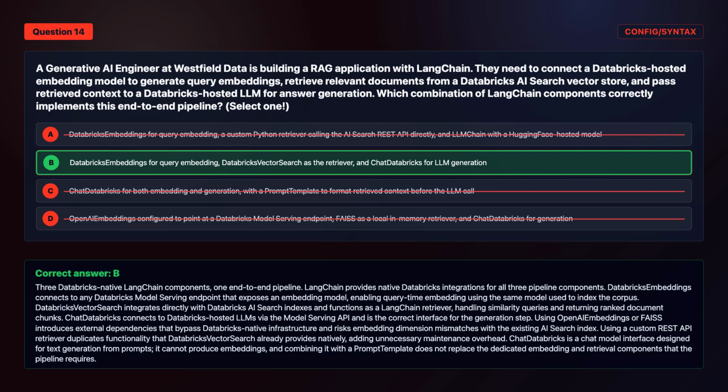Using OpenAI embeddings or FAISS introduces external dependencies that bypass Databricks' native infrastructure and risks embedding dimension mismatches with the existing AI search index. Using a custom REST API retriever duplicates functionality that Databricks Vector Search already provides natively, adding unnecessary maintenance overhead. Chat Databricks is a chat model interface designed for text generation from prompts. It cannot produce embeddings, and combining it with a prompt template does not replace the dedicated embedding and retrieval components that the pipeline requires.